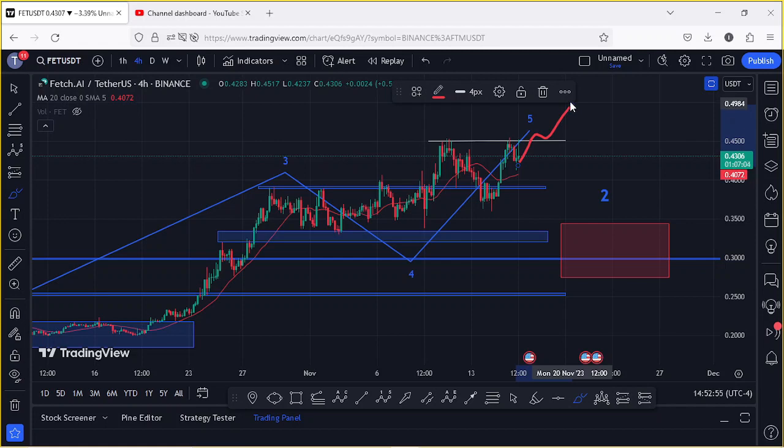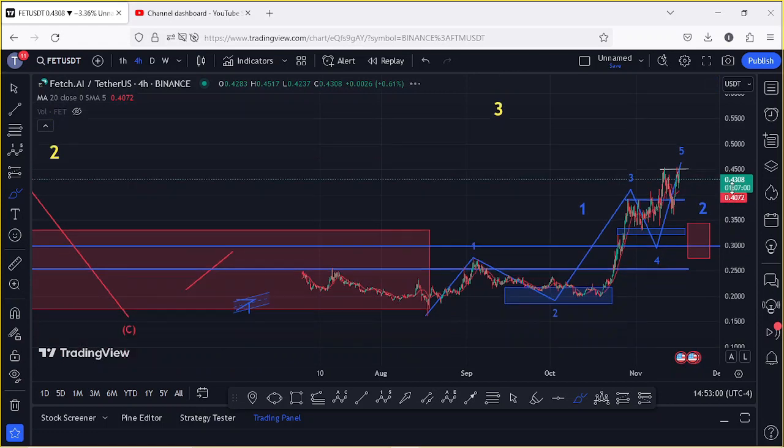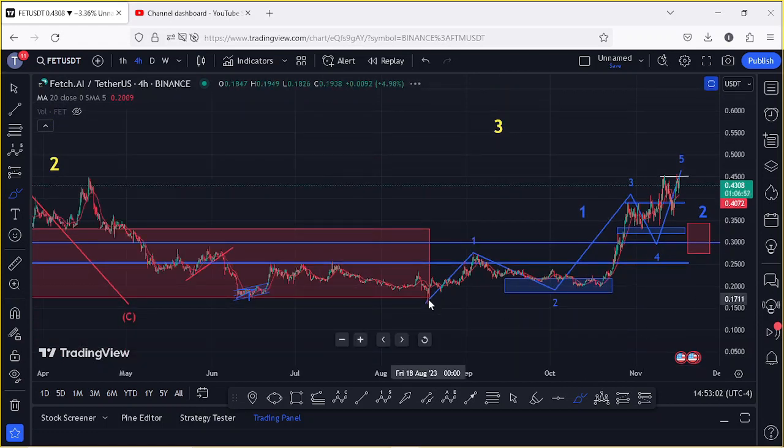Fetch AI has also continued to obey the Elliott wave structures, and zooming out on the charts, you can see that after getting our low on the 17th of August at around the $0.1618 mark, we saw that push to the upper side, giving us a high above the $0.27 mark, completing the formation of this wave 1 to the upper side.